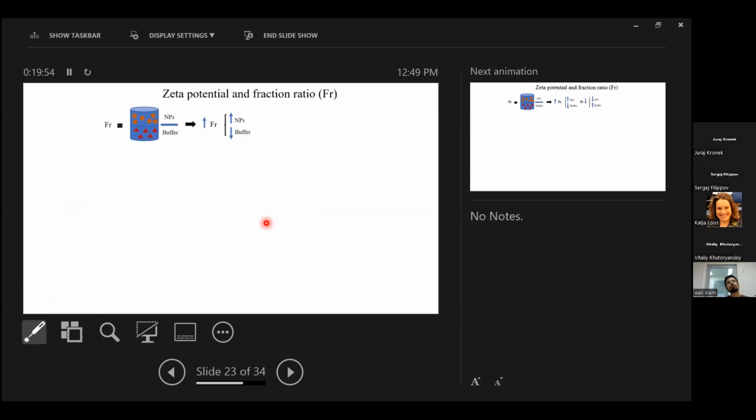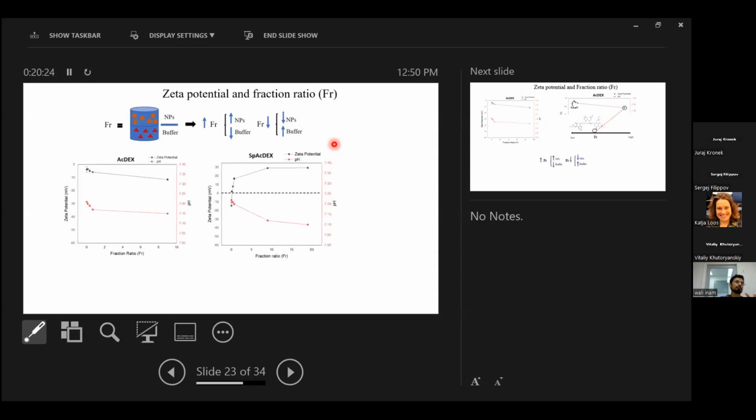Another thing we did was an experiment where we varied the fraction ratio between the nanoparticles and buffers. We mixed different concentrations of nanoparticles and buffers such that we started with high fraction ratios, with a high number of nanoparticles but a low number of buffer molecules. Gradually we decreased the nanoparticle concentration and increased the buffer concentration, so that we can observe what changes are brought about at the surface of nanoparticles, as read by the zeta potential measurements.